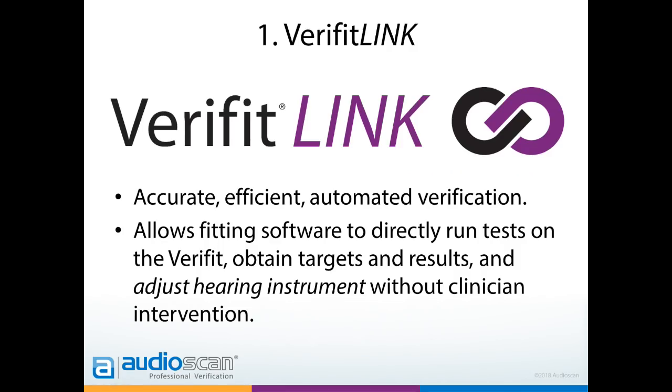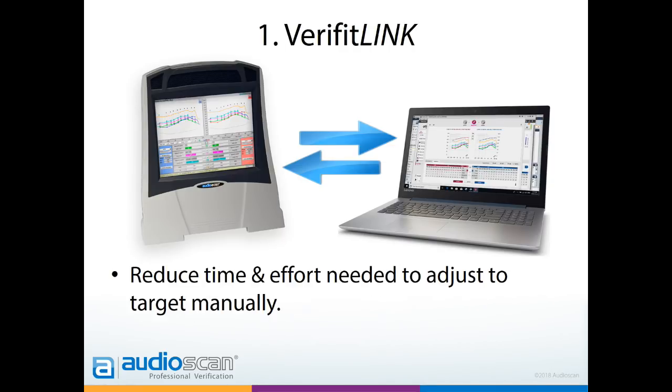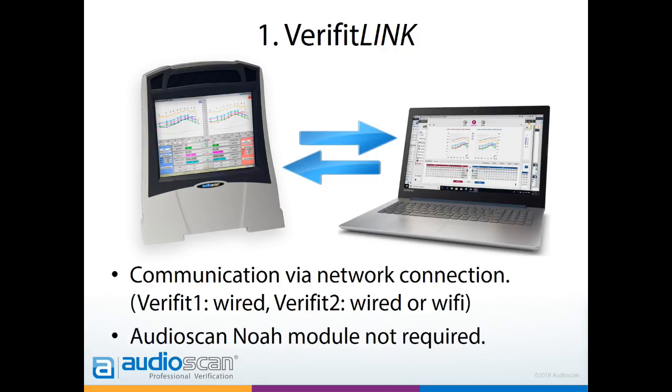First off, VerifitLINK is Audioscan's built-in API for automated hearing instrument verification. It allows fitting software to directly run tests on the Verifit, compare results with fitting targets, and adjust hearing instrument amplification appropriately. Automated adjustment reduces the time required to obtain a verified fit to target, leaving the clinician more time for other important tasks. The fitting software communicates with the Verifit via the network, just like with the NOAA module. However, the connection is direct and our NOAA module is not required.